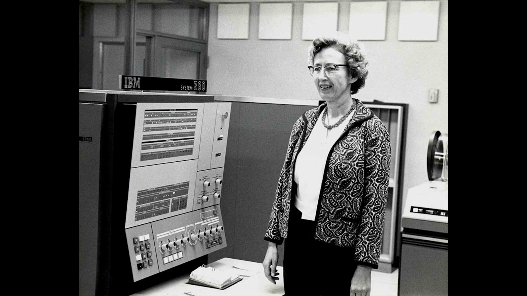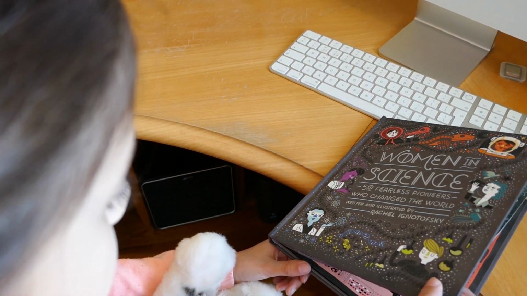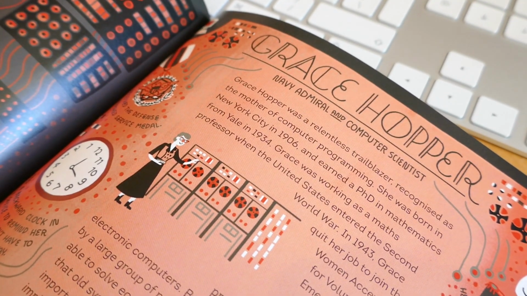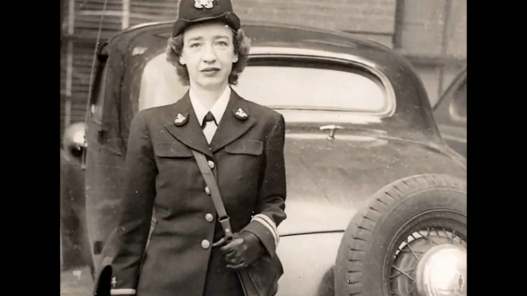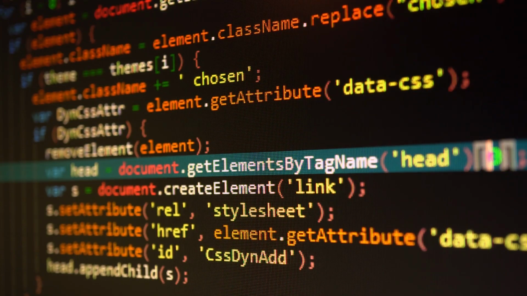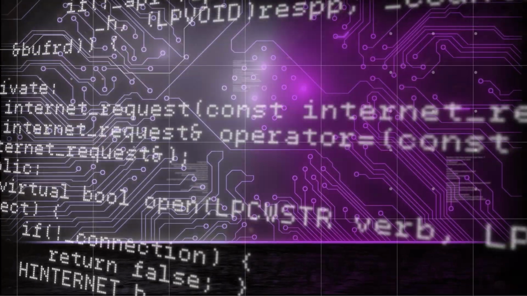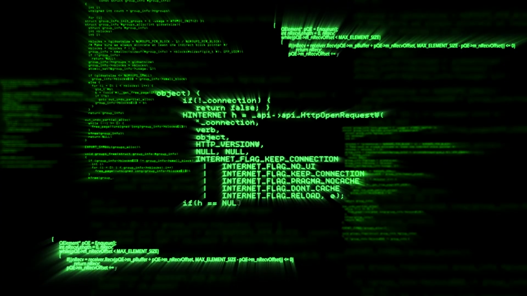This is Grasshopper. Grasshopper was a pioneer in computing. Grasshopper is in my book of Women in Science. She was one of the first 3 modern programmers ever. She was an incredible woman. She created computer language that used English words, not symbols. It was more user-friendly, so now people didn't need to understand complicated math to program.